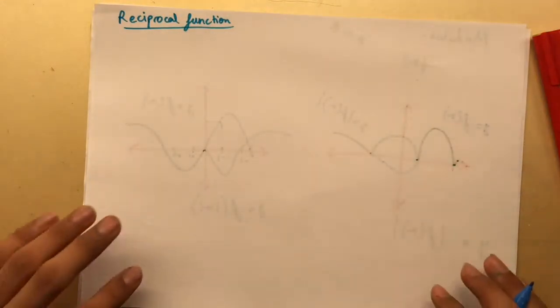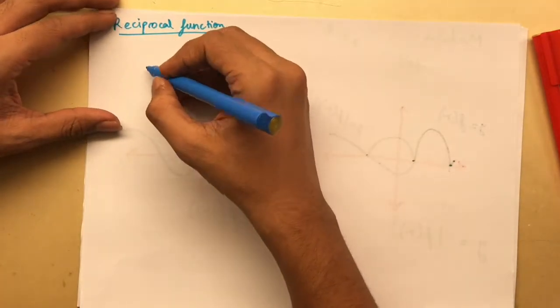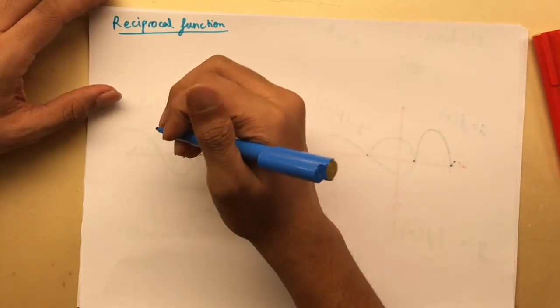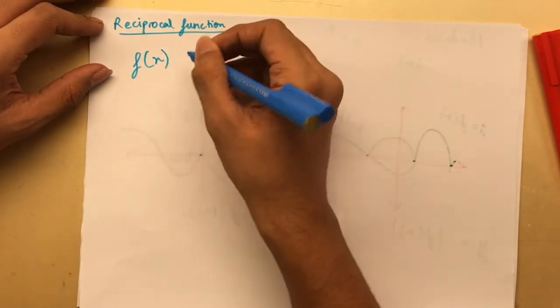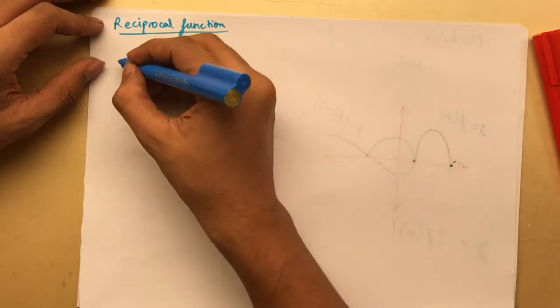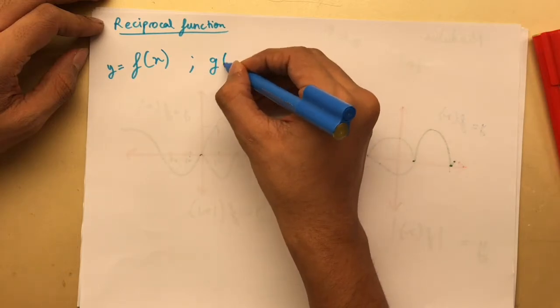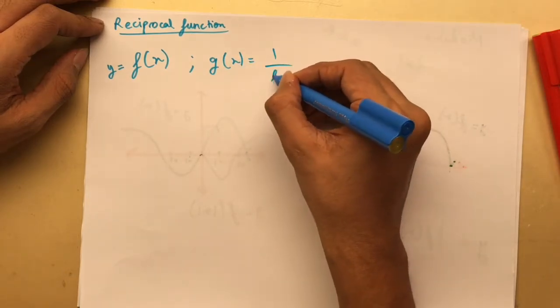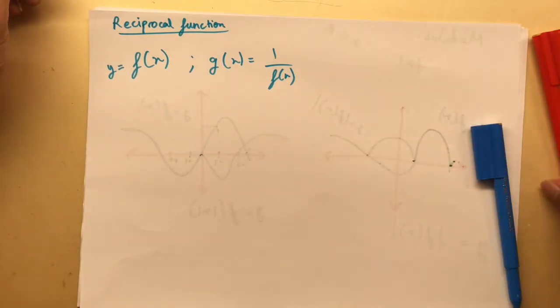Another thing that we would have to do is a reciprocal function. So as the name suggests, we take the reciprocal of whatever function we have. So if I have y is equal to f of x, then I'd like g of x to be equal to 1 upon f of x. And given f of x, we would want to know how to draw g of x, or given g of x, f of x, because it's the same transformation both ways.